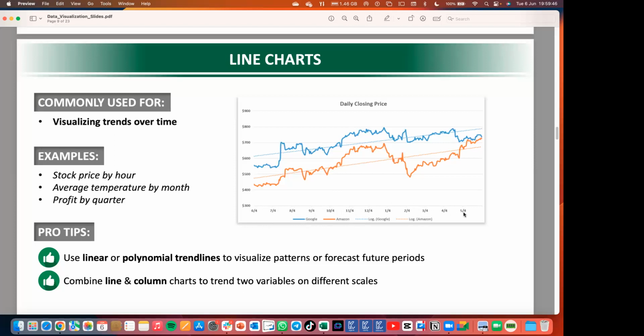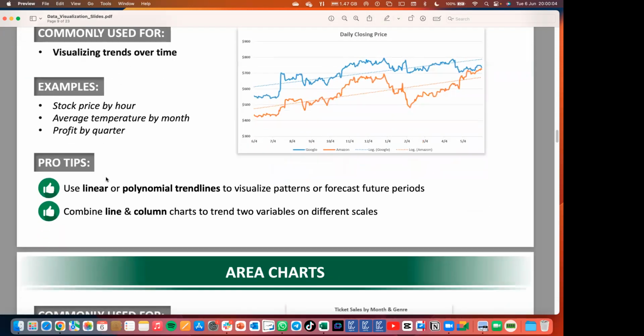So it is up to you to see how you can manage them. So I think that is okay. So we use these examples: stock price by hour, average temperature by month, profit by quarter. You see everything that is saying "by", it is a time series. Now here, use the pro tips. Use linear or polynomial trend lines.